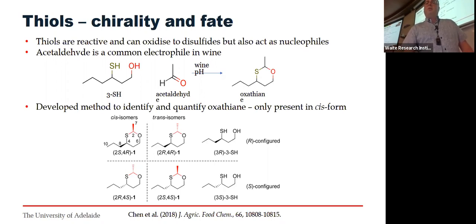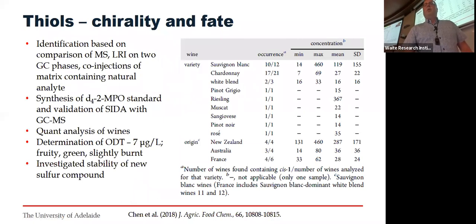We need a method, we need the standards to do that. So we produce those, deuterated standard. We could buy the oxythyne itself. It's a mixture of 85 to 15 of that cis to trans kind of thing. But anyway, we wanted to now show that that existed in wine.